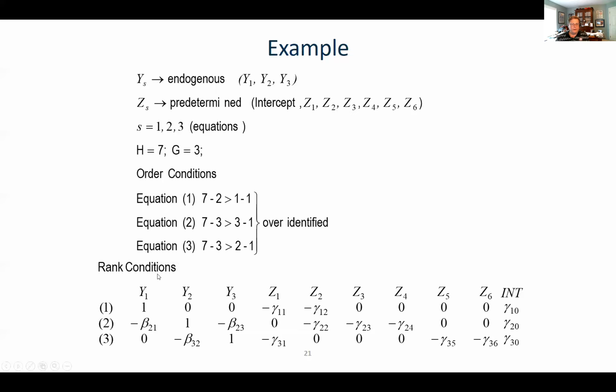So what are we doing here to look at rank conditions? The first thing I would do is to consider columns of variables in the model. So we have y1, y2, y3, and then each of the 7 predetermined variables, z1, z2, z3, z4, z5, z6, and z7. And what I would do is write their coefficients accordingly in each of these.